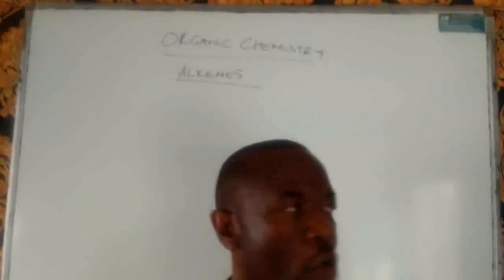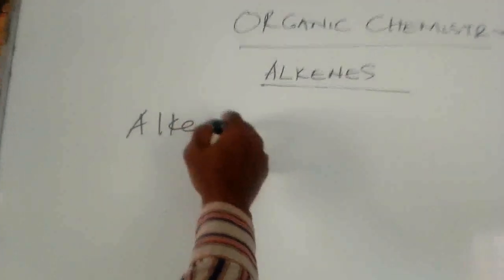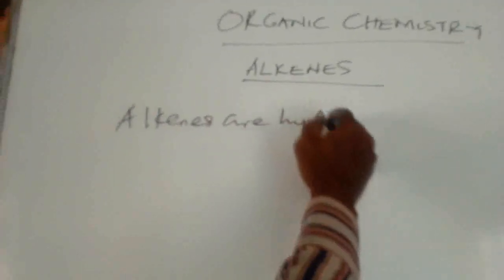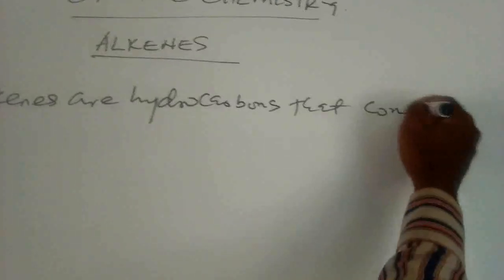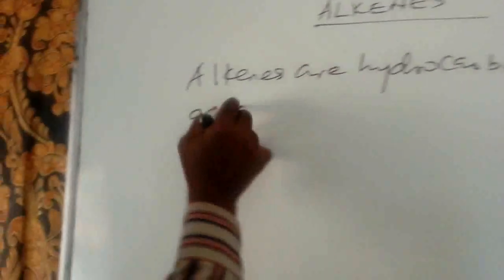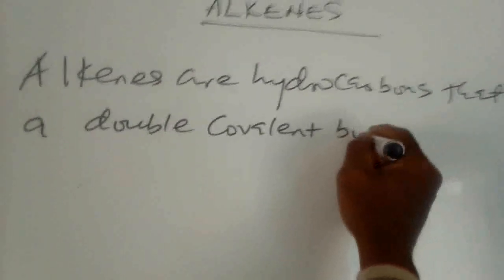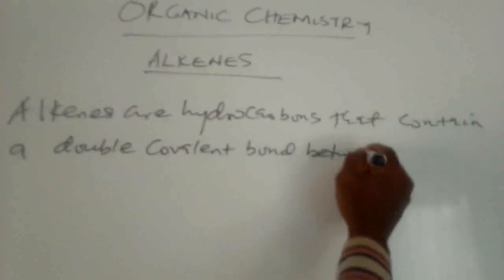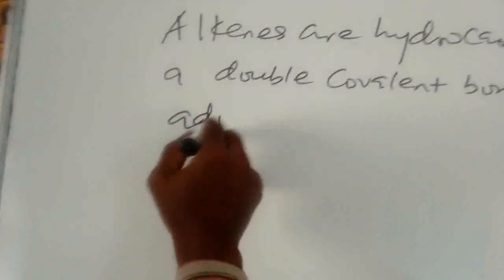Today, our focus is going to be on alkenes. So we'll look at the word alkenes. What are alkenes? We say alkenes are hydrocarbons that contain a double covalent bond between two adjacent carbon atoms.